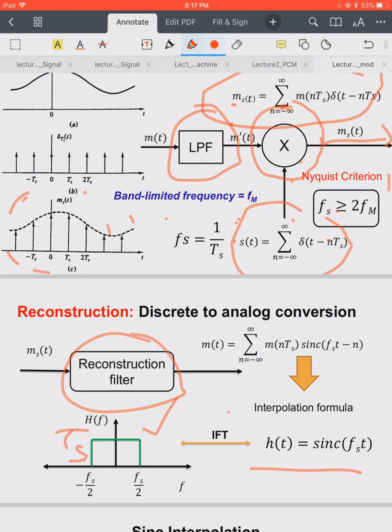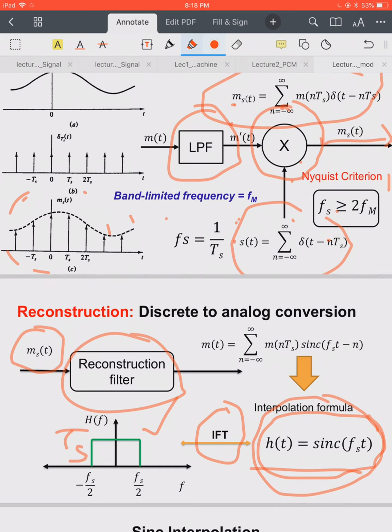So if I do the inverse Fourier transform, we'll get a sinc filter. So h of t will be sinc of fs t. This is called the sinc filter also, right? This is the impulse response of this filter. So the output of this filter will be just the convolution of the sampled signal and this h of t, right? And we'll get this type of expression.